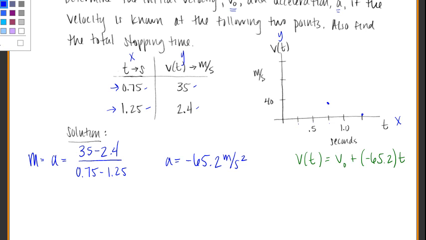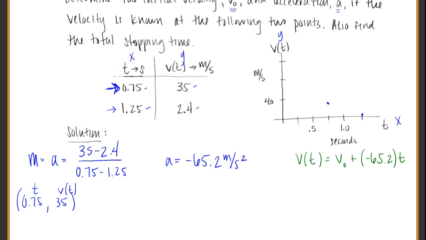Now to get v naught, let's go back, and just like we would normally do with a regular linear equation, let's take a coordinate. I'll focus on this first one right here: 0.75 comma 35. So here's my t value, and here's my v of t, my y value. Let's plug it into our equation. So that'll say 35 is equal to our initial velocity, minus 65.2 times 0.75. Okay, so when we multiply this together and solve for v naught, we get our initial velocity to be 83.9 meters per second.